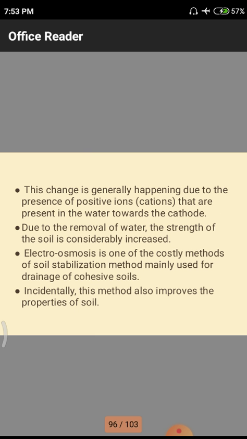This change is generally happening due to the presence of positive ions. That means whenever a substance is there, the substance is formed by bonding a few particles, like positive particles and negative particles. Both are simply attracting each other. Automatically there will form some ions.